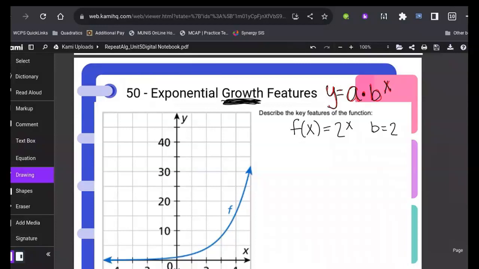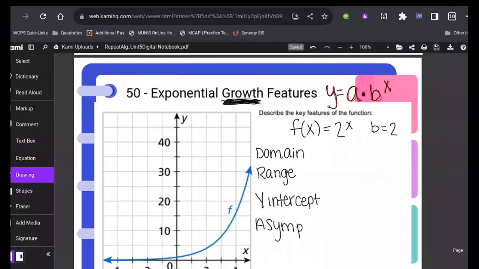So we're going to identify a couple of the key features. So we're going to identify the domain, the range, the y-intercept, and the asymptote, which we're going to talk about what that means today.